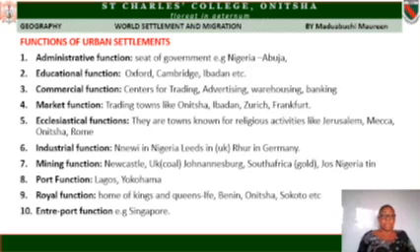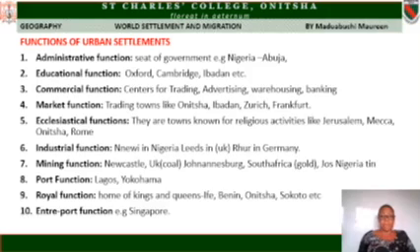Four, market function, trading towns like Onitsha, Ibadan, Zurich, Frankfurt. Five, ecclesiastical functions. These are towns known for religious activities like Jerusalem for the Christians, Mecca for the Muslims. In our environment, we have Onitsha and Rome in Italy. Six, industrial function. Nnewi in Nigeria, Leeds in UK, Ruhr in Germany.